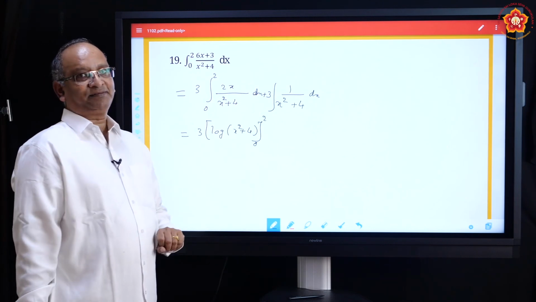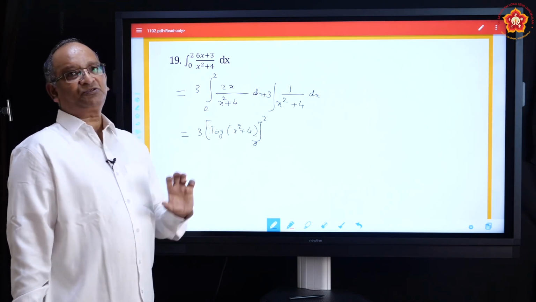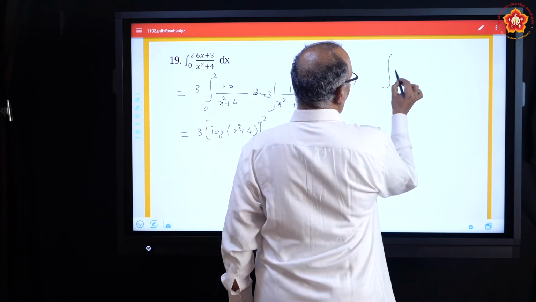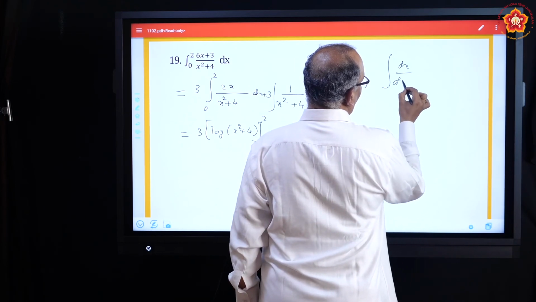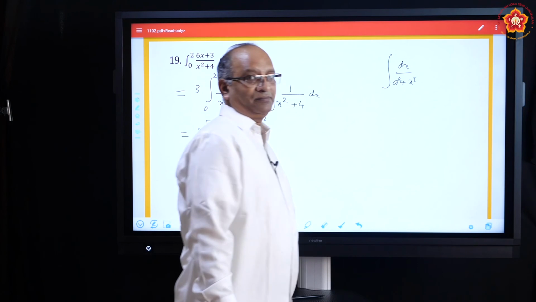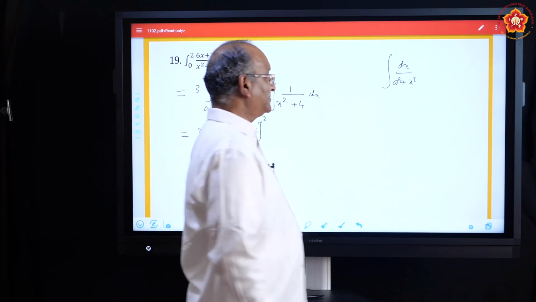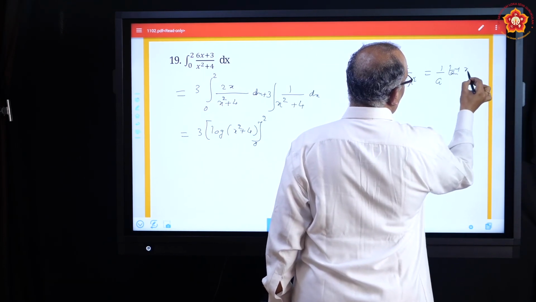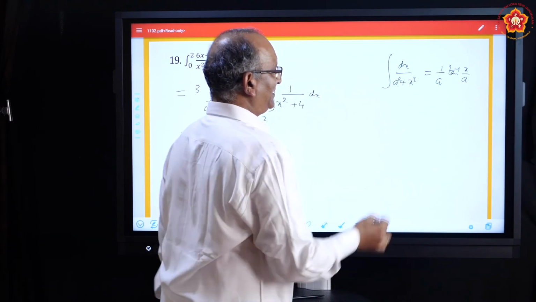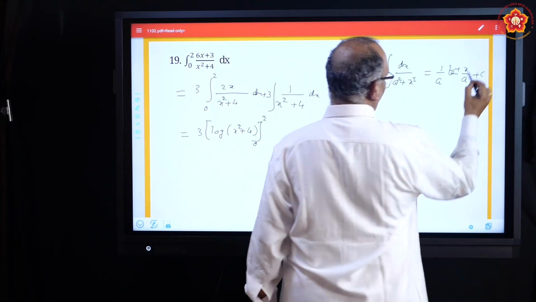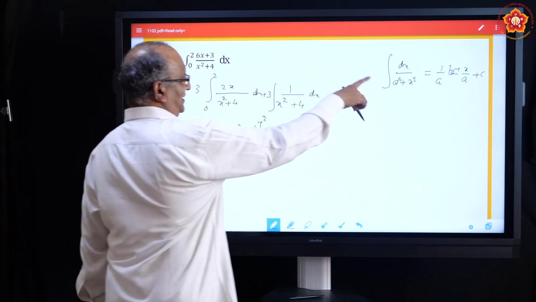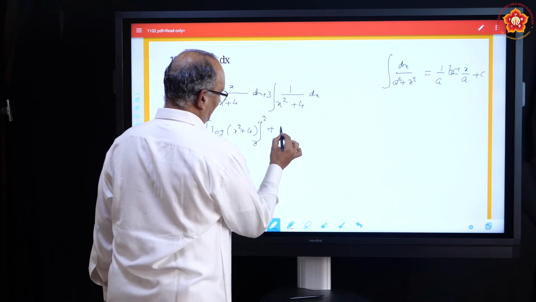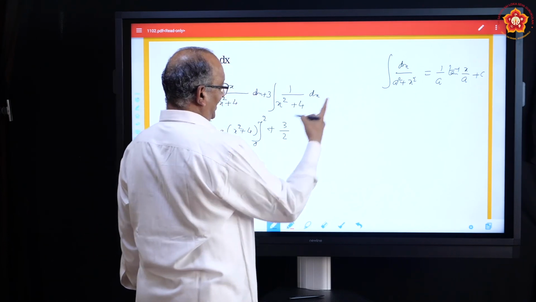Now look at this. When you see the function, you should be able to recollect. Can you recollect the integral dx upon a square plus x square? What is the integral? What is the formula? It is 1 by a tan inverse x by a. Plus c will be there, but we will not take plus c because we are dealing with definite integral. So in place of a, what you have? 2 square. So the answer is 3 will be outside by 2 because a is coming out.